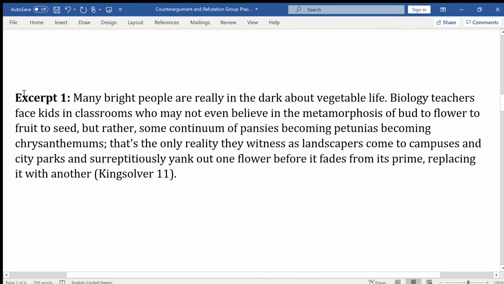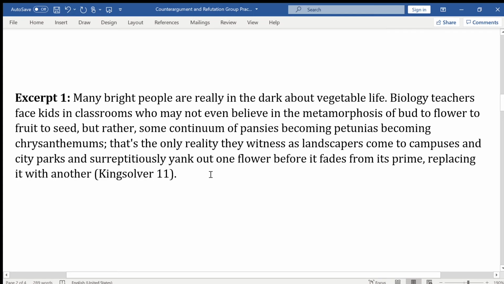All right, so here's our first practice exercise, the first excerpt from Animal, Vegetable, Miracle. Many bright people are really in the dark about vegetable life. Biology teachers face kids in classrooms who may not even believe in the metamorphosis of bud to flower to fruit to seed, but rather some continuum of pansies becoming petunias, becoming chrysanthemums. That's the only reality they witness as landscapers come to campuses and city parks and surreptitiously yank out one flower before it fades from its prime, replacing it with another.